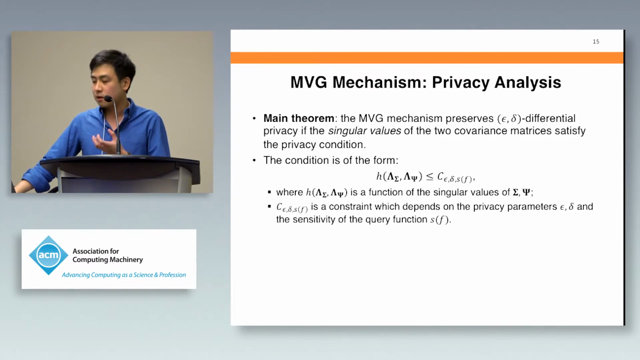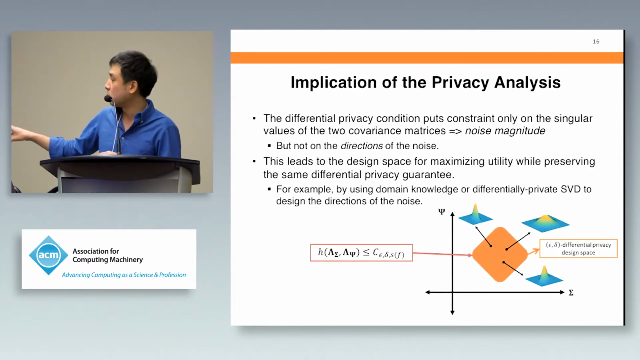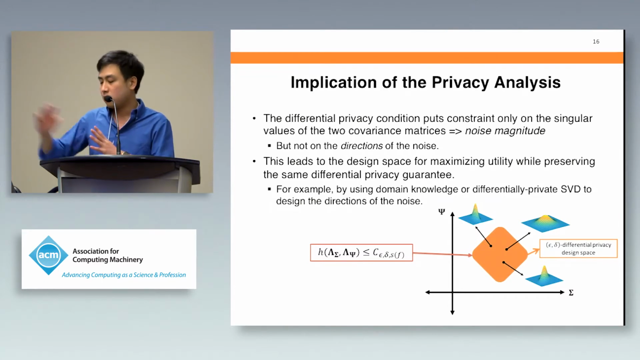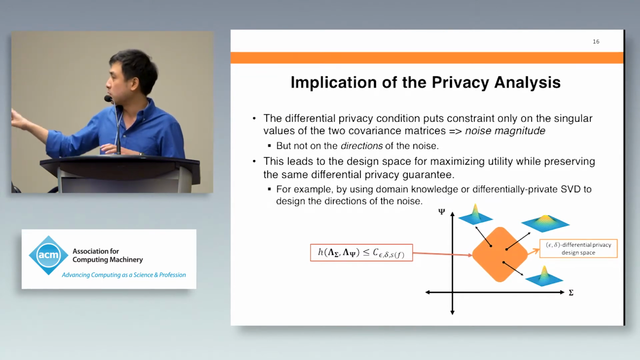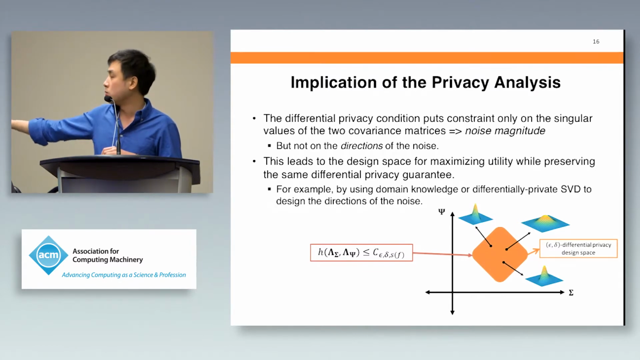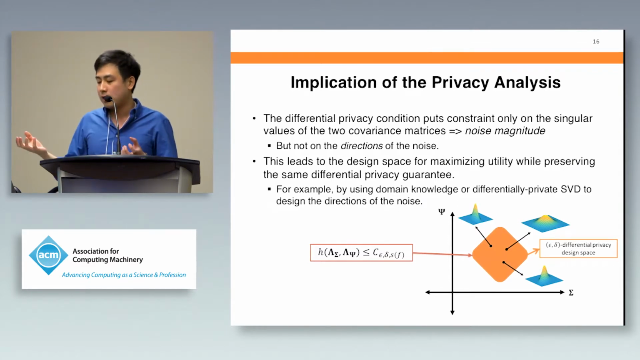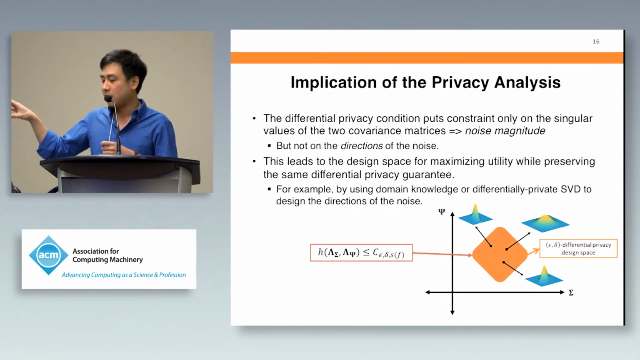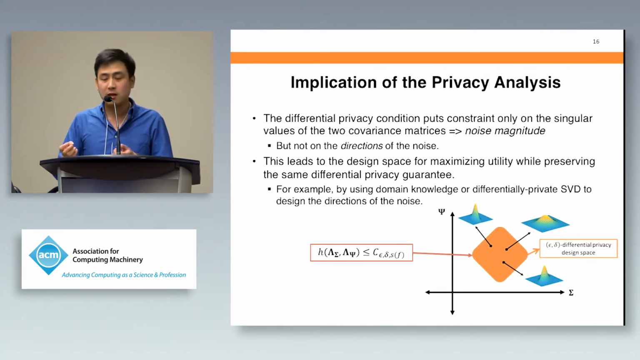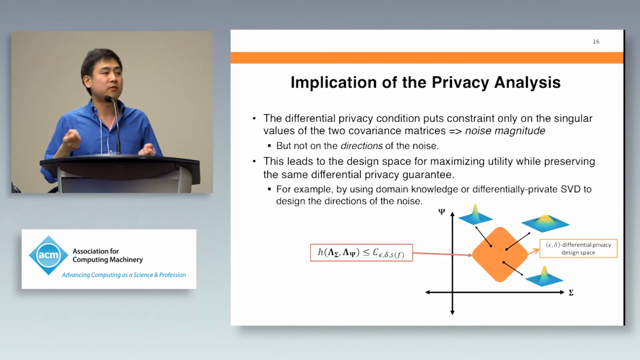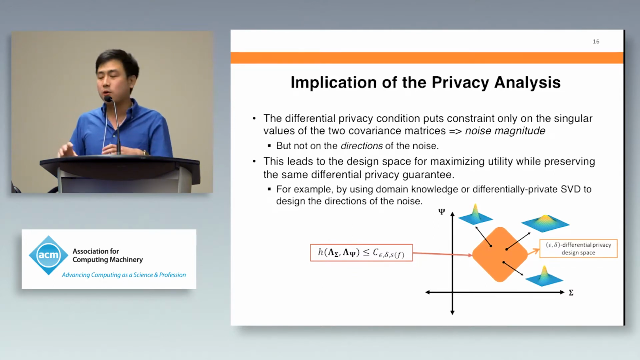To give you more intuition of what this condition means and its implication, I want to show this conceptual plot at the bottom. This plot is similar to an information geometry plot where you look at the two covariance matrices as the axes. The orange area is a conceptual area that tells you the area where every instance of the MVG mechanism within that area would preserve the same differential privacy. So what this means is it gives us a little bit of flexibility. It is a design space for us, and that design space allows us to optimize the utility. And there are many ways to do it.